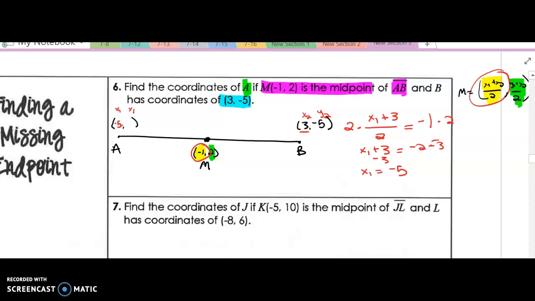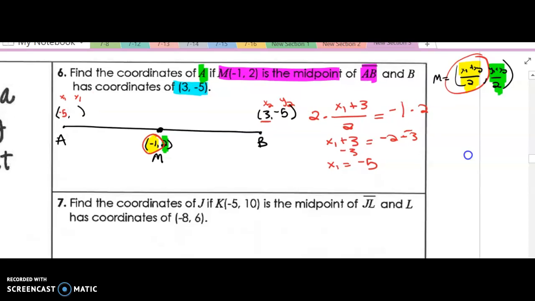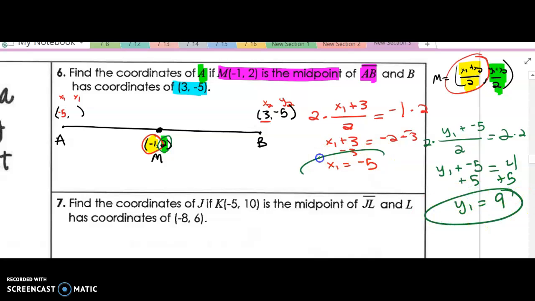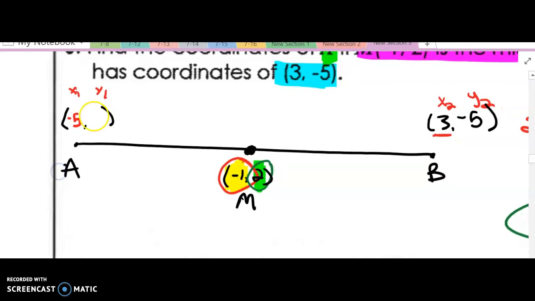Now we just got to follow the same exact process for our y. So I'm going to do it over here. We're going to have y1, which we don't know, plus y2, which we do know, negative 5, over 2 is equal to our y-coordinate, which is 2. Solve the same way. I'm going to multiply each side by 2. I get y1 plus negative 5 is equal to 4. I'm going to add 5, add 5. I get y1 is equal to 9. So there's my y-coordinate, there's my x-coordinate. We can write it as an ordered pair, like that. So there is my missing endpoint.